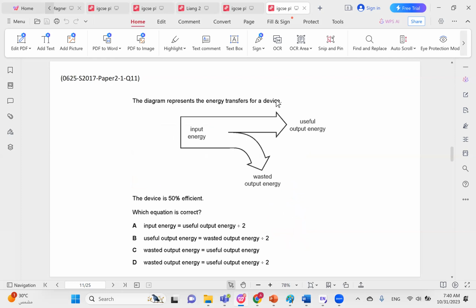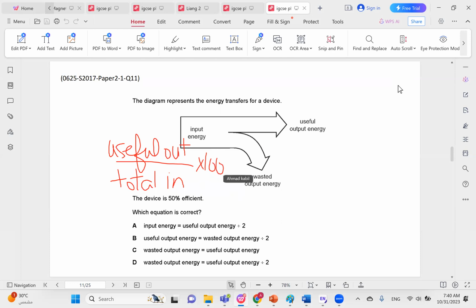The diagram represents the energy transfers for a device. The device is 50% efficient. Which equation is correct? Like we said, efficiency is useful output over total input times 100. So this is equal to 50%.